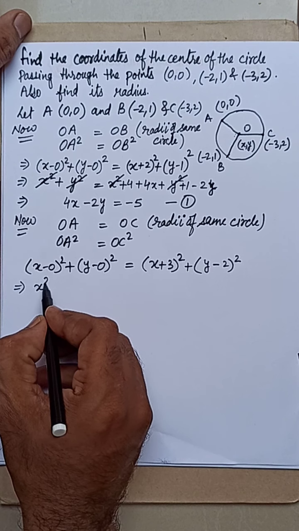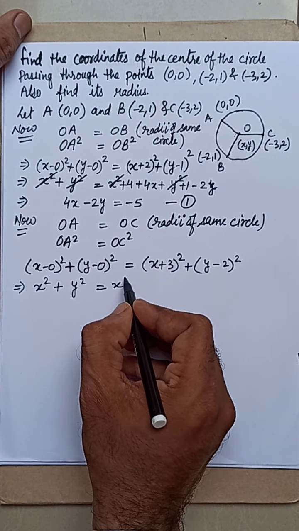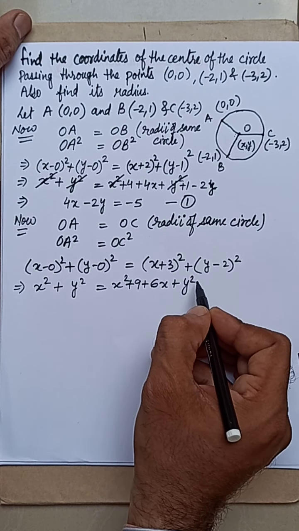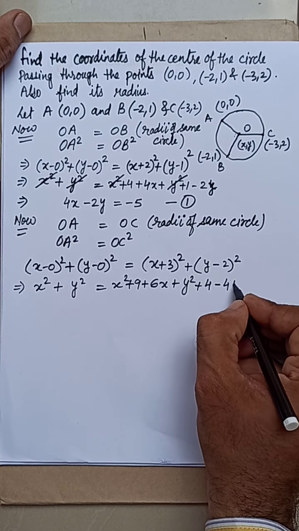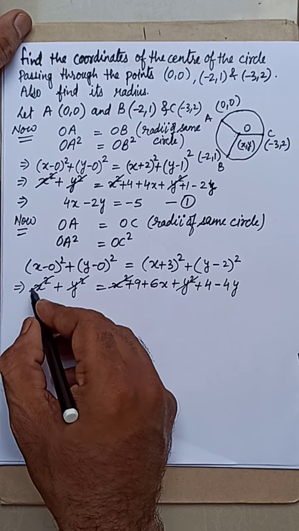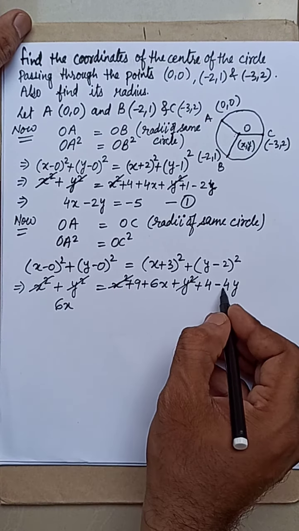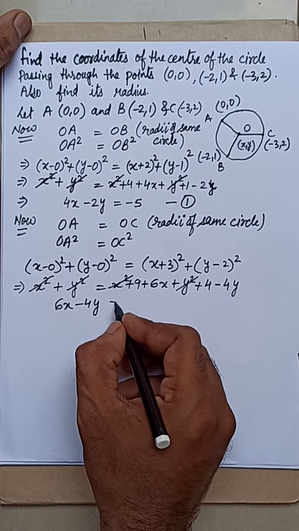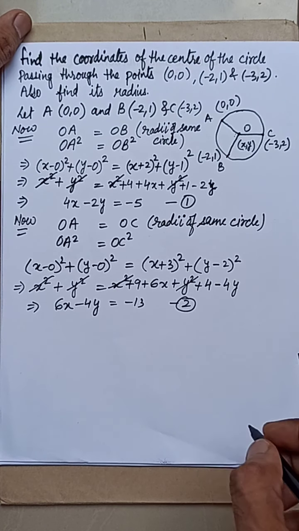Now it will be x square plus y square is equal to, we can open this bracket, x square plus 9 plus 6x plus y square plus 4 minus 4y. So y square and y square will cancel out, x square and x square will cancel out. What is left? 6x and minus 4y. 9 plus 4, 13, will transpose over there, so it is minus 13, and now it is equation number 2.